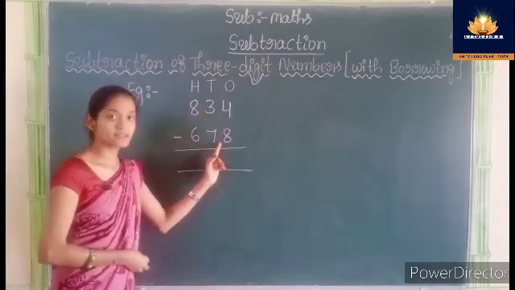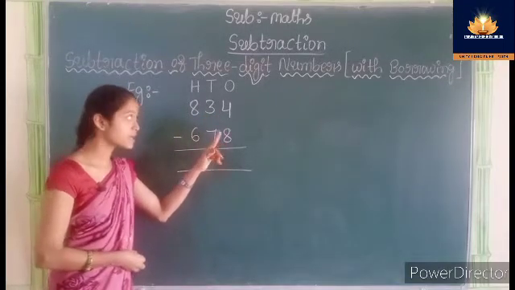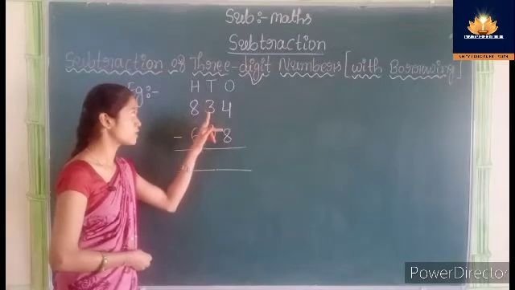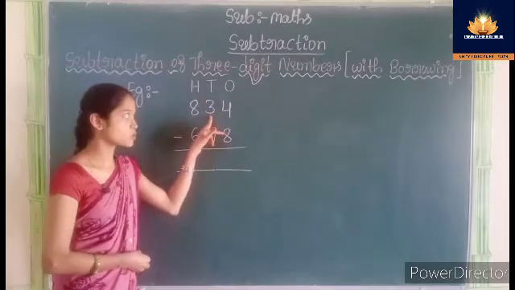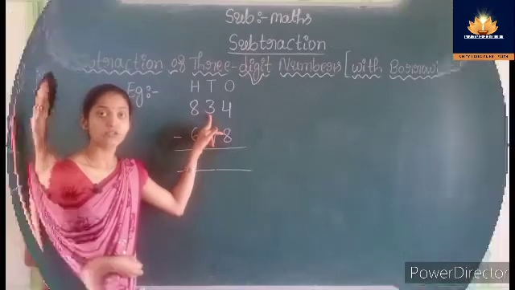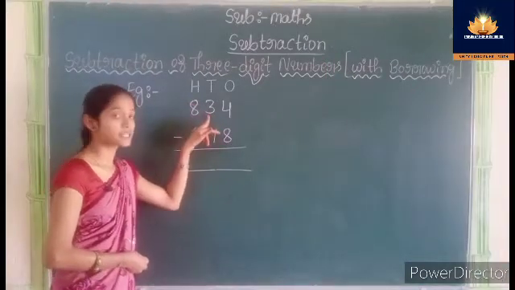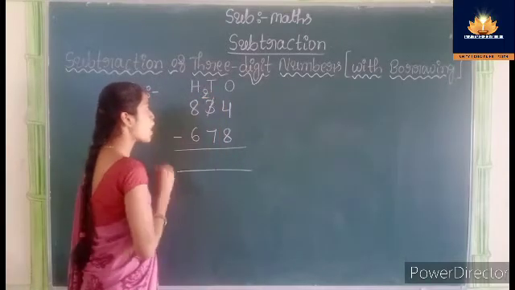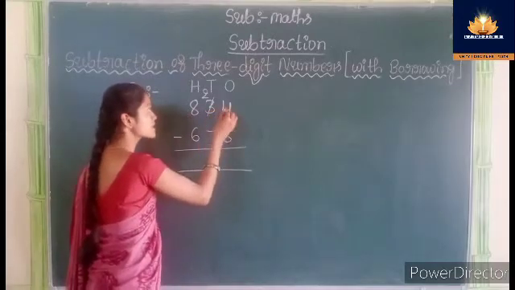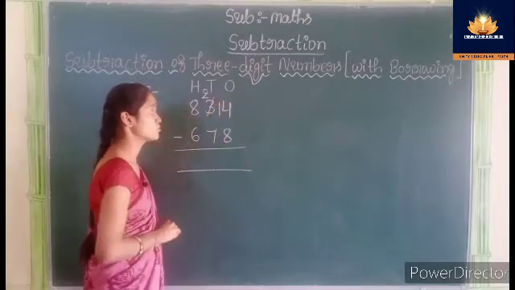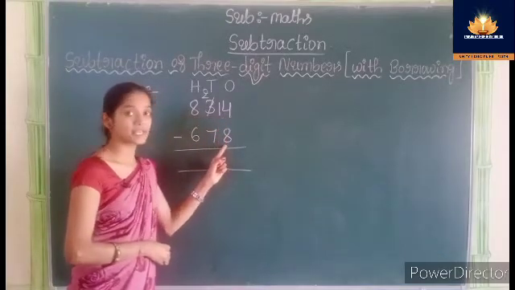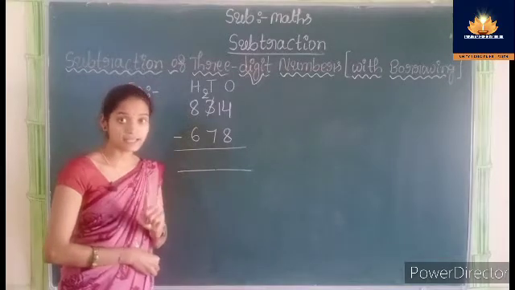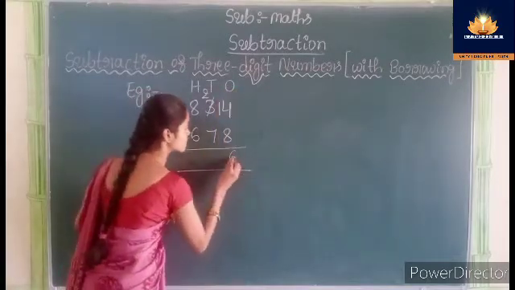So, 4 minus 8. We cannot subtract 8 from this 4. That's why we have to borrow 10 from this tens column. In the tens column we have 3 tens. So, borrow 1 ten from this 3 tens, and here we have left 2 tens. After borrowing 1 ten from this 3 tens, here we have 14 ones. 14 minus 8, that is 6. We get 6 ones and that 6 should be written in ones place.